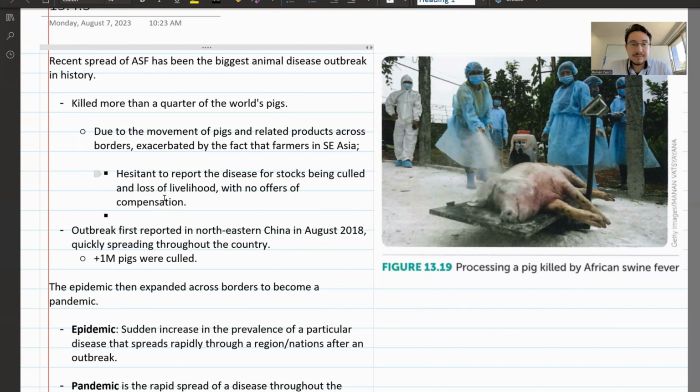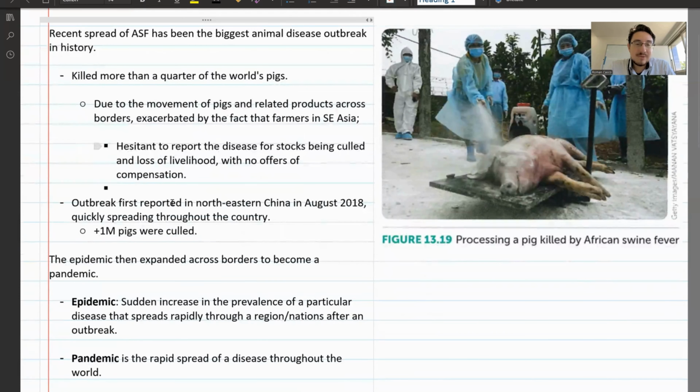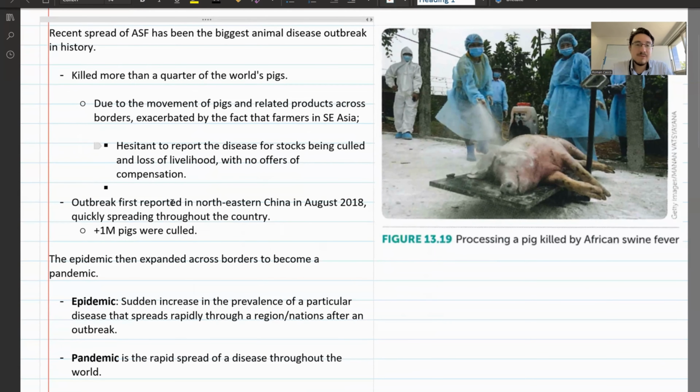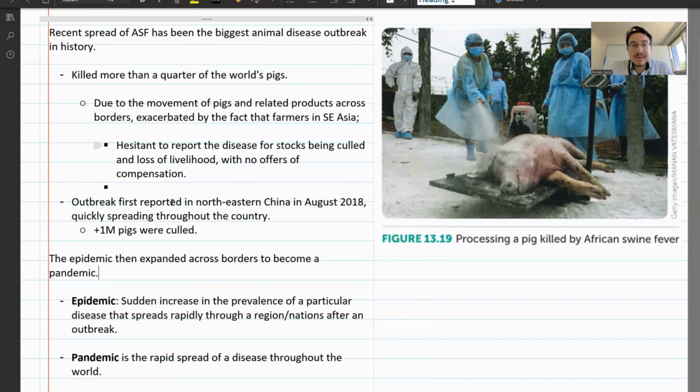and basically look after. And the reason farmers would do that is because this is their source of livelihood. This is their income. And if their pigs die, who's going to compensate them for that? So they would rather just keep quiet, sell this infected pig and the produce produced by these pigs and whatnot, rather than actually report these cases.